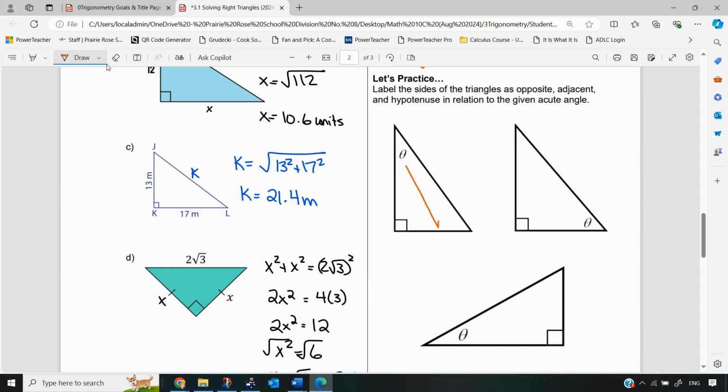So across from the reference angle would be opposite, across from 90 degrees would be hypotenuse, and then we have adjacent. Once again, across from the angle is opposite, across from 90 degrees is hypotenuse, and that means the last one is adjacent. Now, when I was in school, I often mixed up opposite and adjacent, so this is a way that I've helped myself, always drawing my line across from the reference angle and across from 90, and that means the third one has to be adjacent. For the third triangle, across from the reference angle would be opposite, across from 90 degrees would be hypotenuse, and that leaves this side as adjacent.